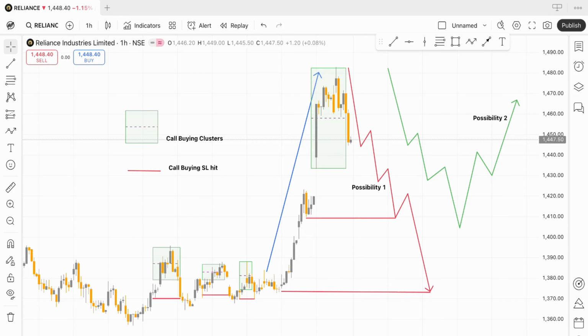Only after this stop loss sweep, only after the majority of retail traders were forced to exit their positions, that's when the actual directional move began. Now look at where we are currently. We're at a peak. And here's what's likely happening right now.